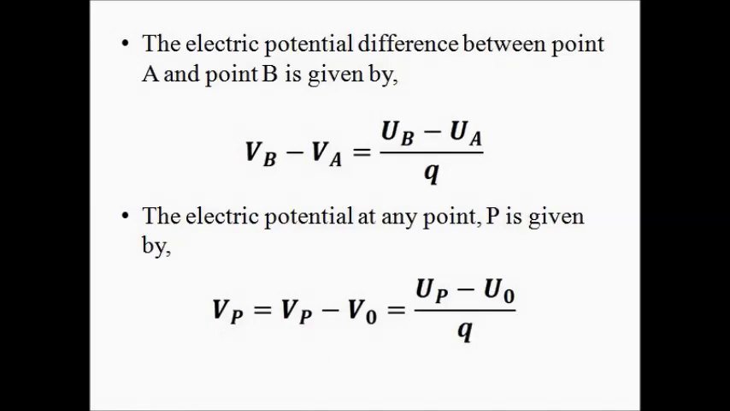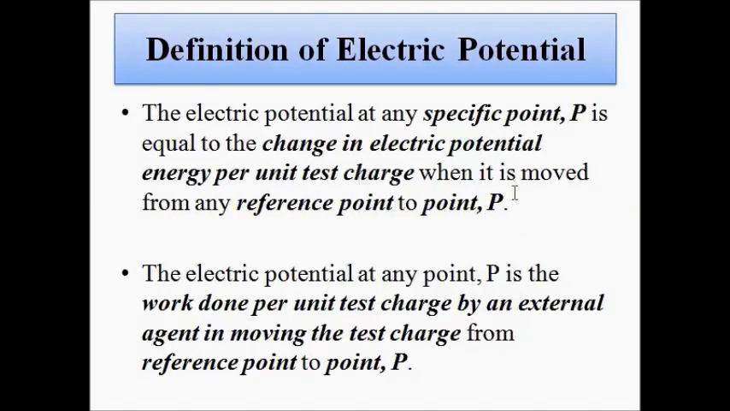So this is the mathematical representation of electric potential. If we try to define electric potential, we can say that the electric potential at any specific point P in space is equal to the change in electric potential energy per unit test charge.